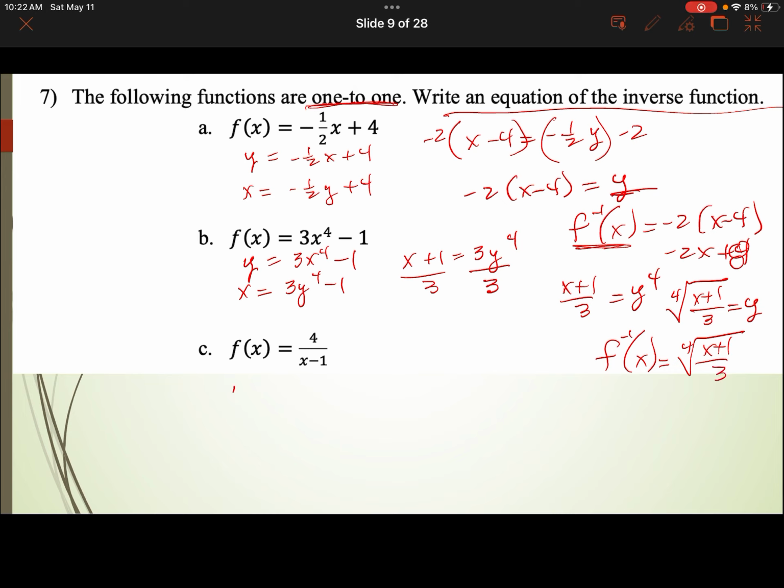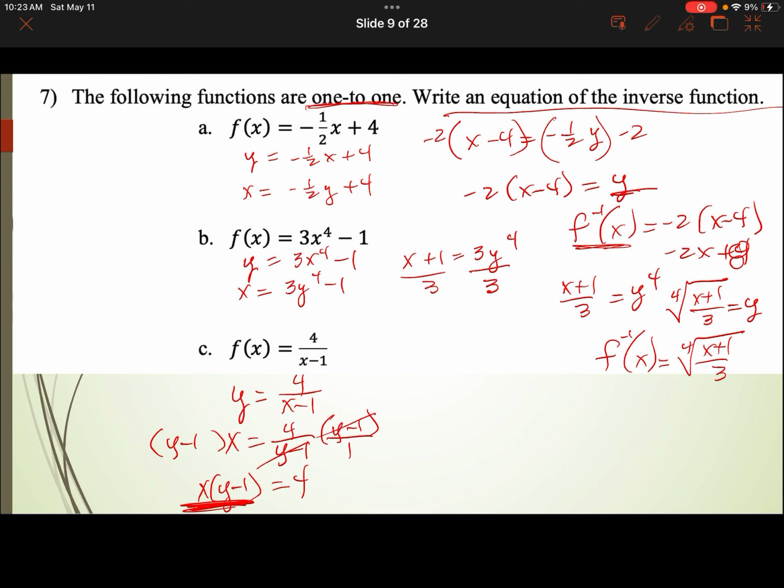Okay, same thing again, 4 over x minus 1. Switch the x and the y. Now I want to solve for y, but I can't solve for something in the denominator. So I'm going to times both sides by y minus 1, because see what happens when I do that, this cancels. Okay, now I do not need to distribute through here. This is really, really important. You do not need to distribute through there.